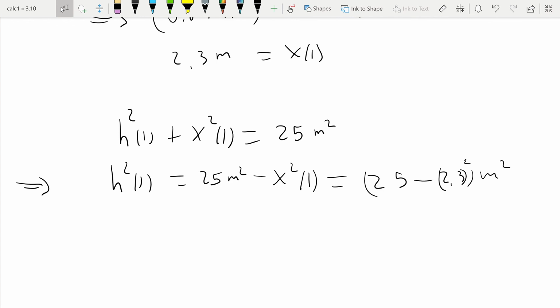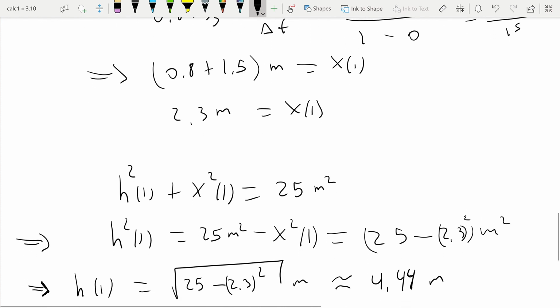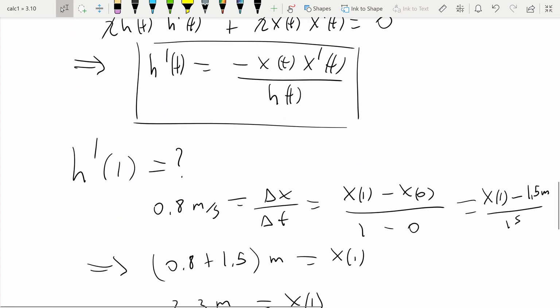Okay, so taking the square root, we know that the height cannot be negative. We know that h at 1 then must be equal to the square root of 25 minus 2.3 squared meters. If you use your calculator, you'll see that this is approximately equal to 4.44 meters. Okay, so we know x at 1, which is 2.3 meters, h at 1, 4.44 meters, and x' is already given to us to be equal to 0.8 meters per second.